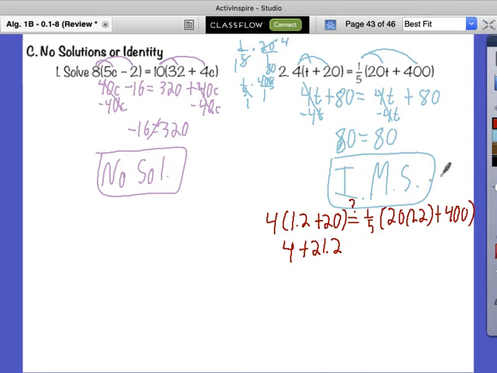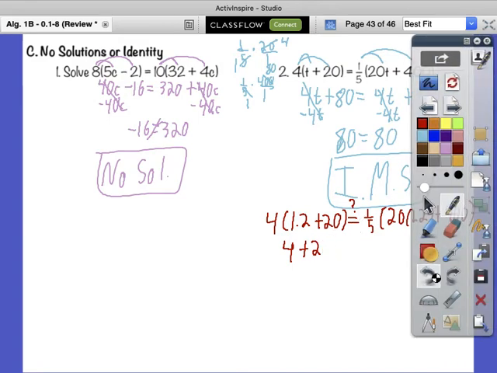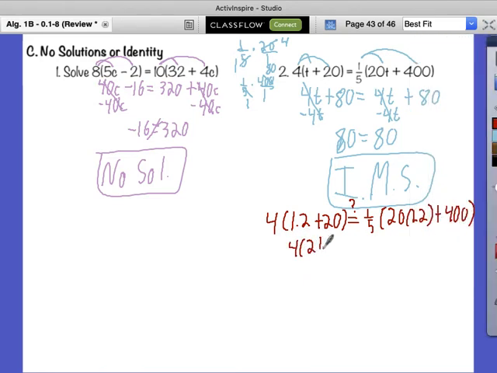Challenging Laney to do it. 4 times 21.2 equals. 1/5 times 20 times 1.2. 20 times 1.2, that'd be 24, plus 400. So 4 times 21.2, that'd be 84.8.